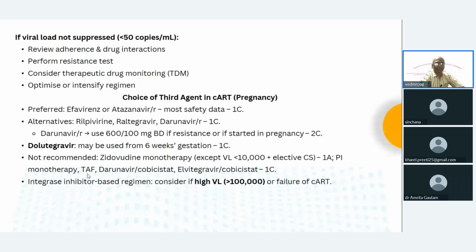Integrase inhibitor best regimen: consider it if the viral load is very high, more than 1 lakh, or there is a failure of cART. In that particular case, integrase inhibitors, that is, the 'gravirs', will be preferred if the viral load is high, more than 1 lakh.